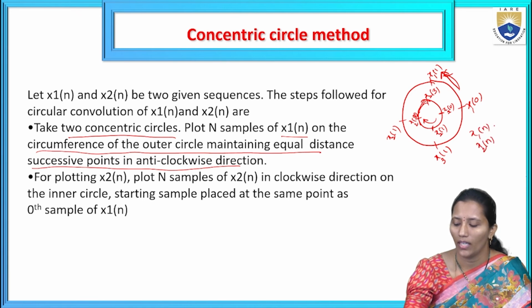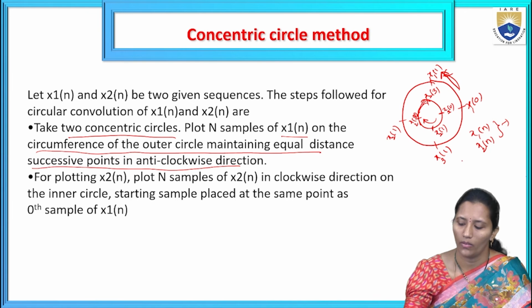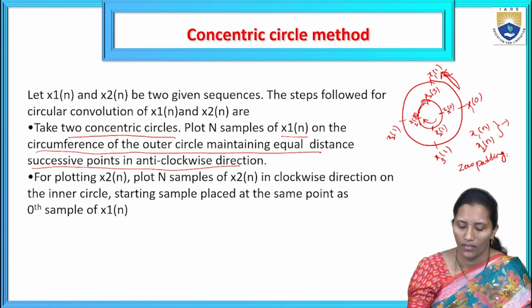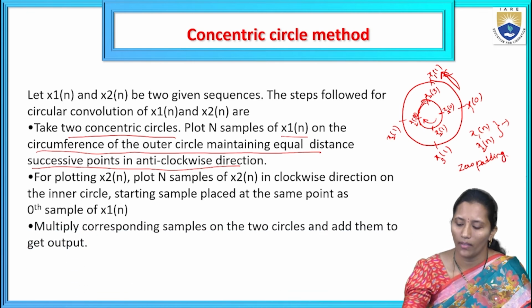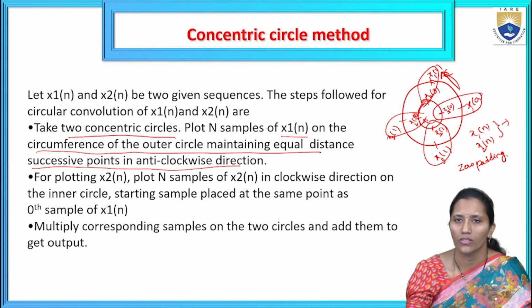If the lengths of these two sequences are not equal, we have to make them equal by adding zeros, that is, zero padding. Okay? Then multiply the corresponding values of the two circles and add them to get the output.